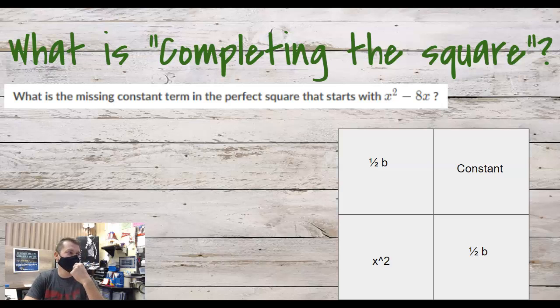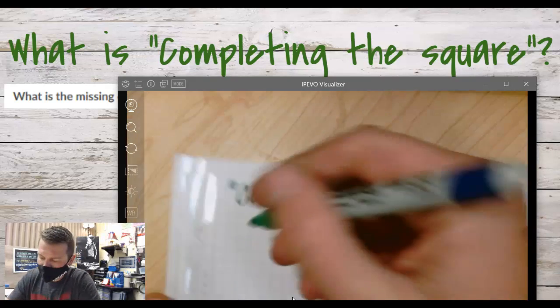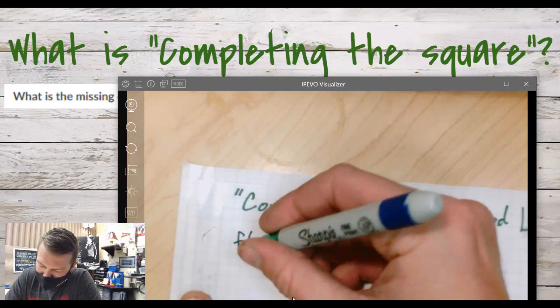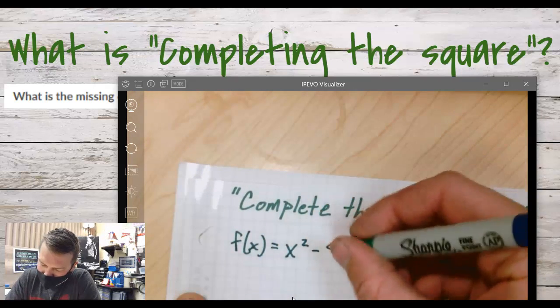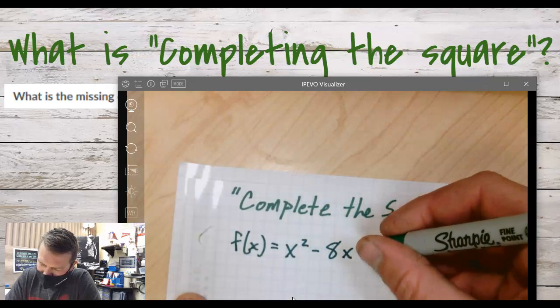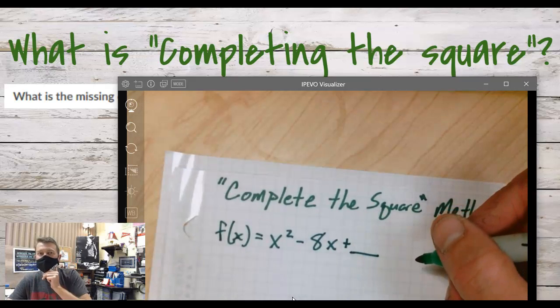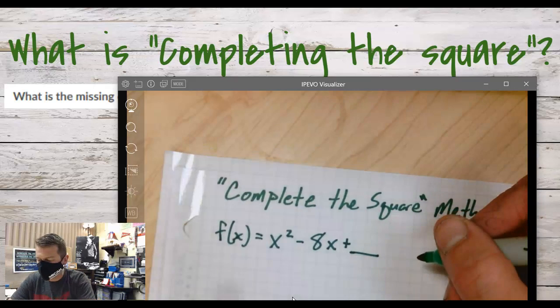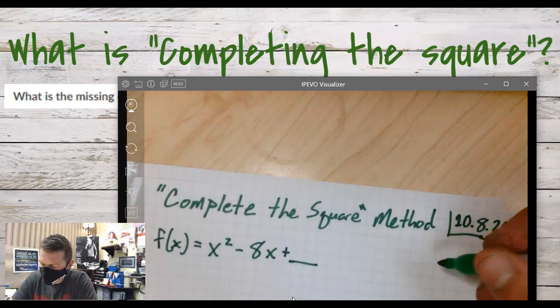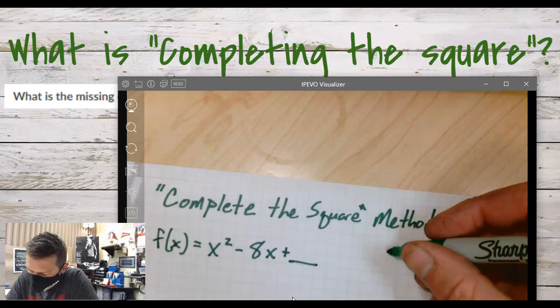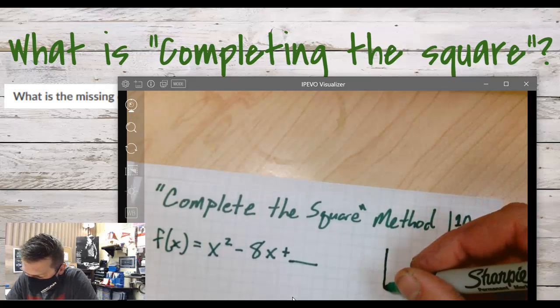So, if we think back to perfect square equations, this is saying, what is the missing constant term in the perfect square that starts with x squared minus 8x? So let's write down x squared minus 8x, like f of x, if we're going to make this a function. And I'm going to say plus something, because it's prompting me that there's a missing constant. Now, if we draw a square out here, this is also why I love graph paper. Let's draw a square. I'm going to make mine like 6 by 6 or something like that.